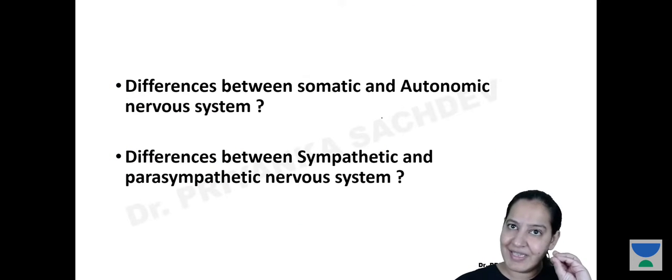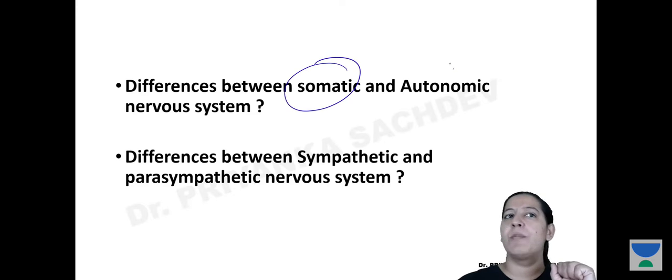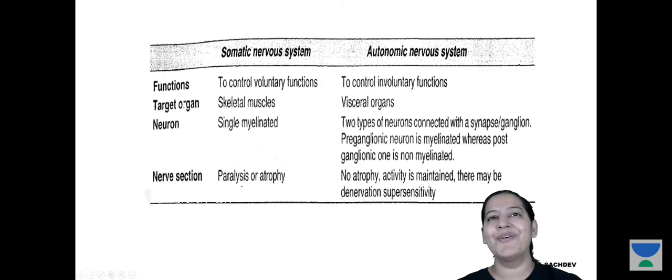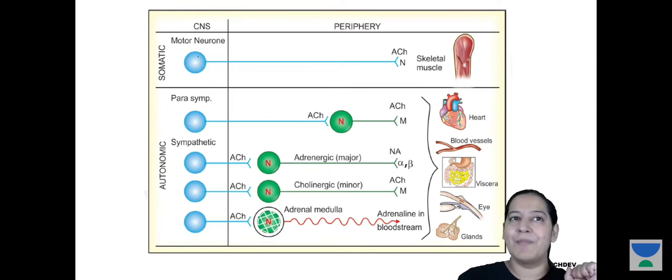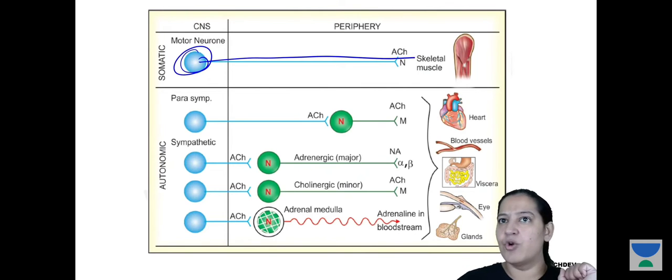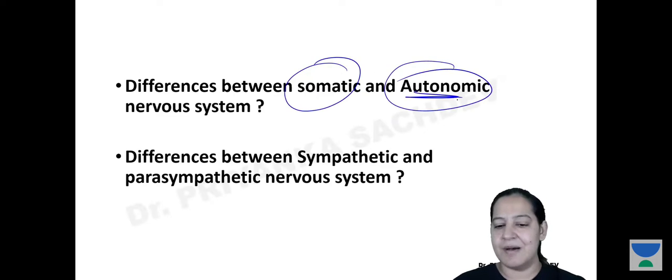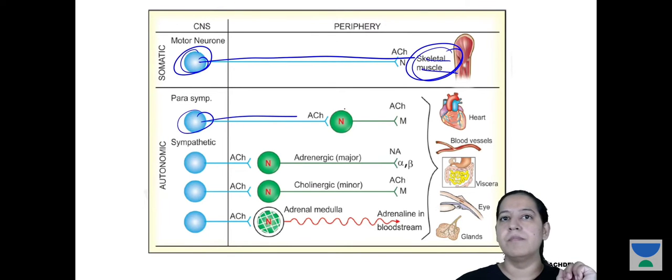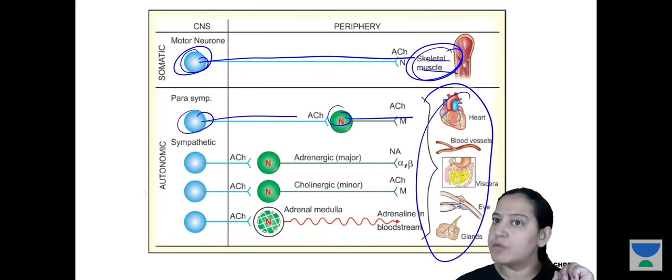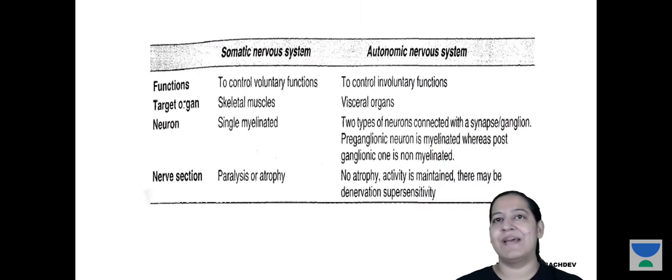So till this end, do you know the difference between somatic and autonomic nervous system? Yes or no? So what is the somatic nervous system? The somatic nervous system has a single neuron which supplies a voluntary skeletal muscle, and the autonomic nervous system has 2 neurons which supply smooth muscles or involuntary muscles. That is the basic difference we have studied.